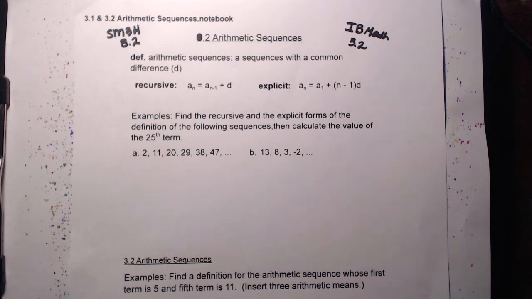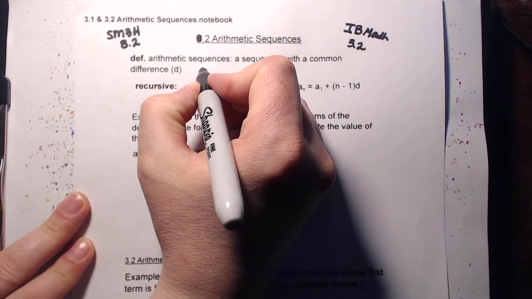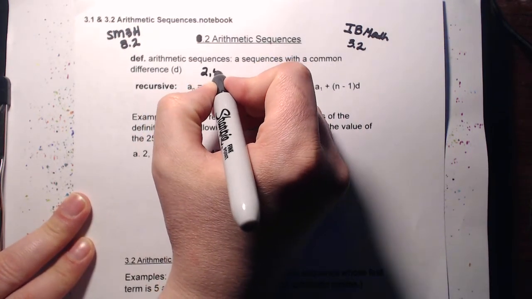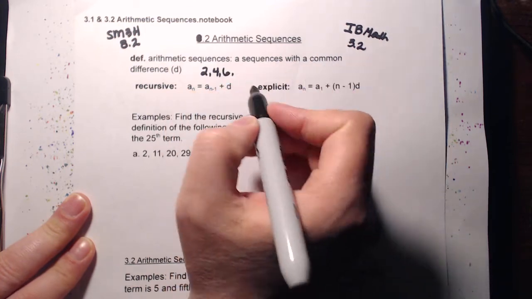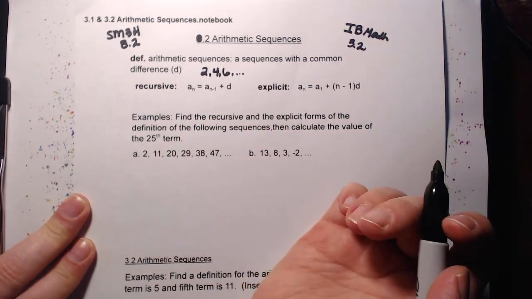This is 8.2 for Secondary Math 3 Honors or 3.2 for IB Math. We're talking about arithmetic sequences. With arithmetic sequences, you're basically just saying, for example, if we had 2, 4, 6, that's an arithmetic sequence because each time I'm adding 2.